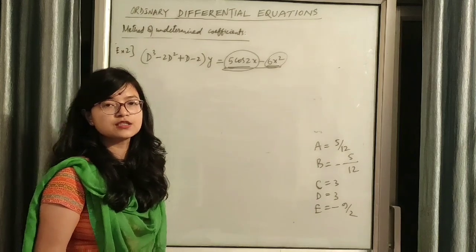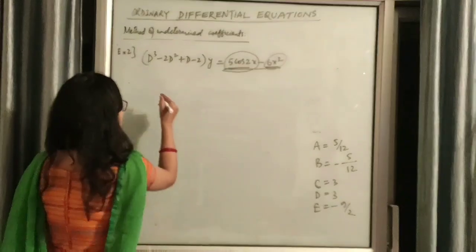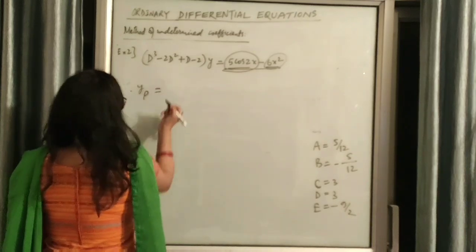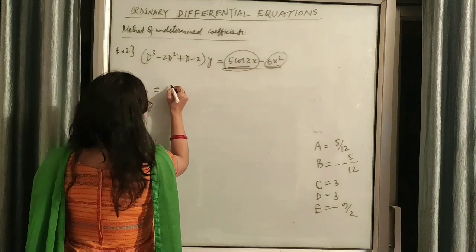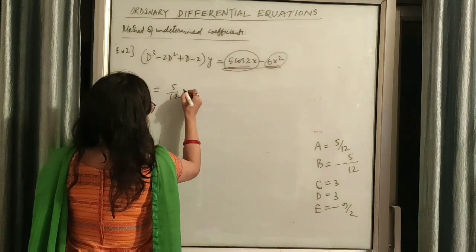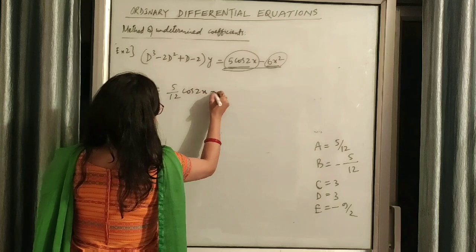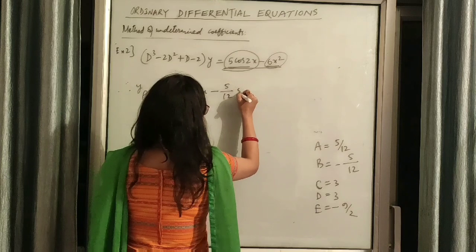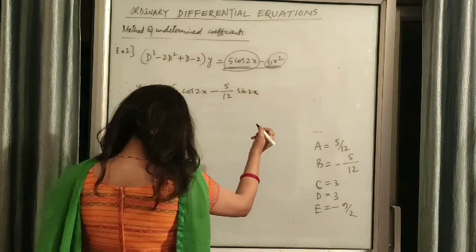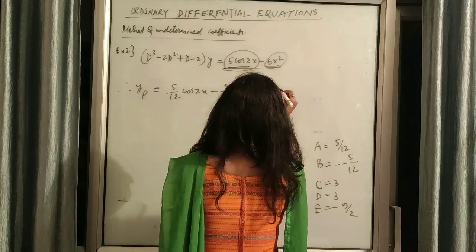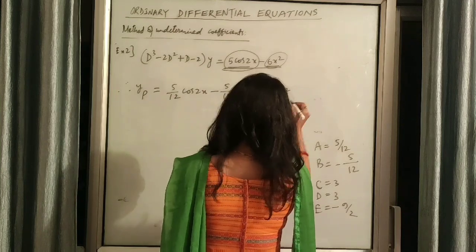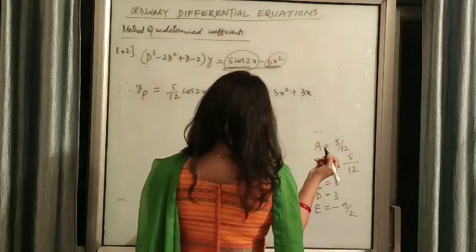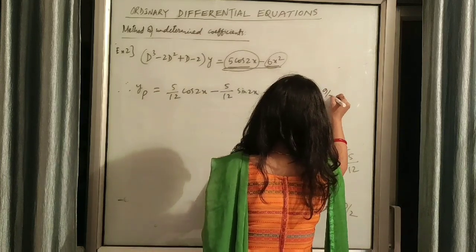So as we have determined all the unknown constants involved in our yp, hence yp is equal to a cos 2x, a is equal to 5 by 12, so 5 by 12 cos 2x, plus b sin 2x, b is minus 5 by 12, so minus 5 by 12 sin 2x, plus 3x squared plus 3x plus e, that is minus 9 by 2.